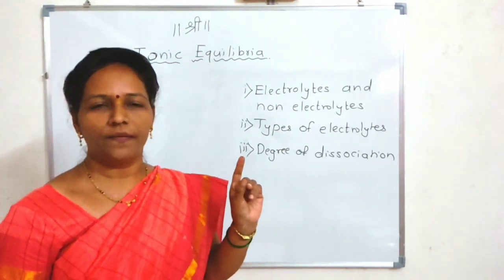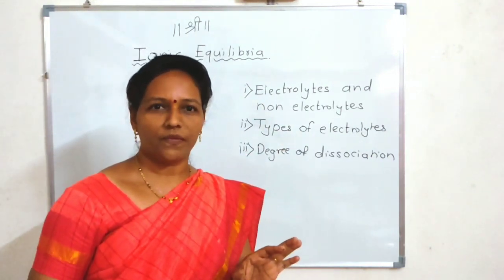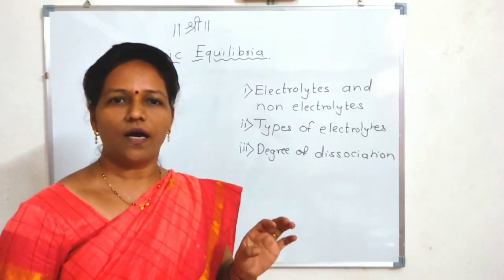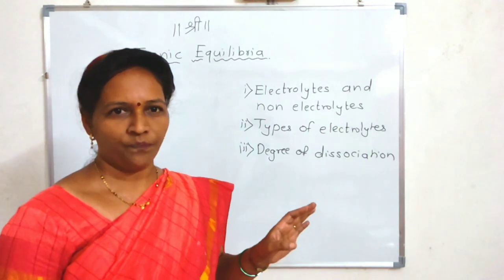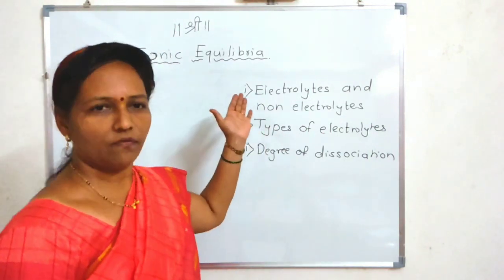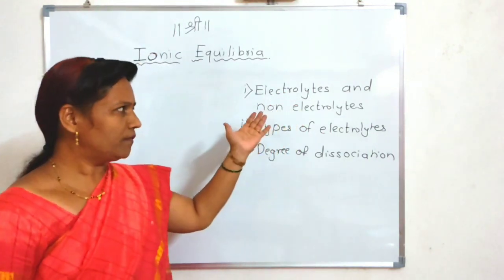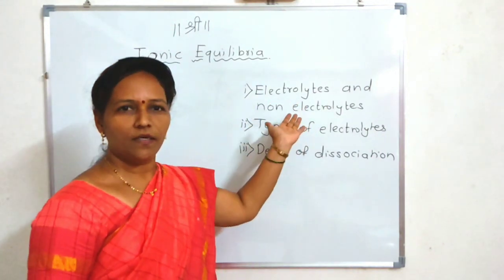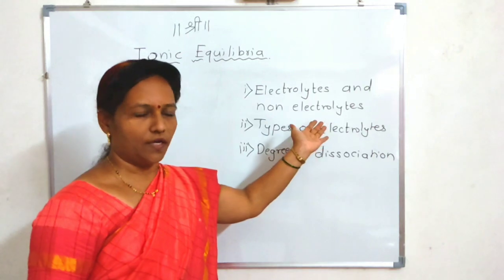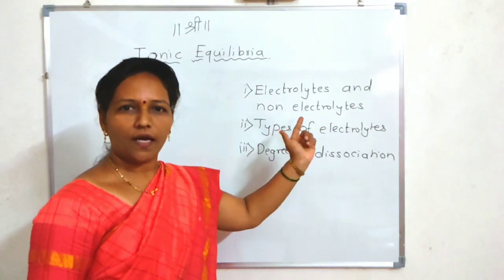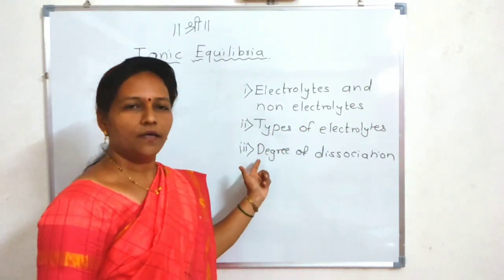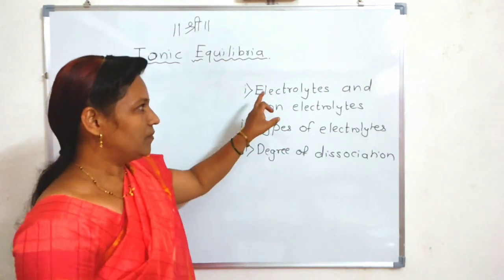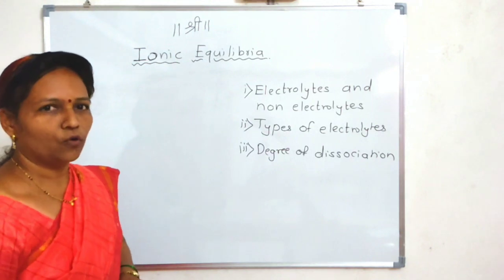Ionic equilibrium is the equilibrium which is established between ions and unionized molecules. In this topic, ionic equilibrium, today we will see the points: what are electrolytes and what are non-electrolytes, then what are types of electrolytes, and degree of dissociation. At first, we will see what are electrolytes.